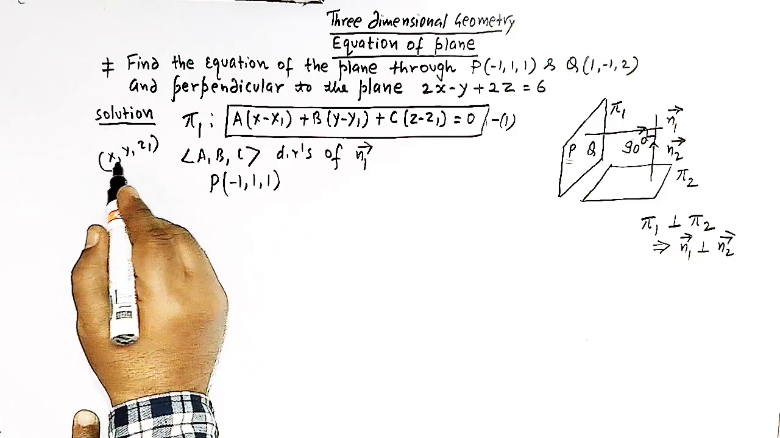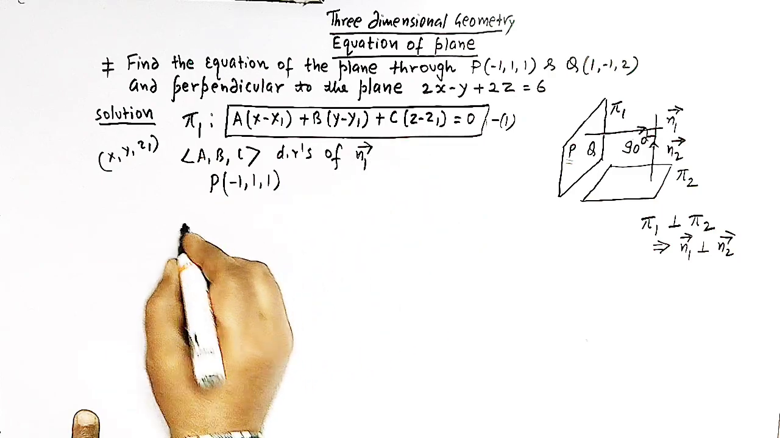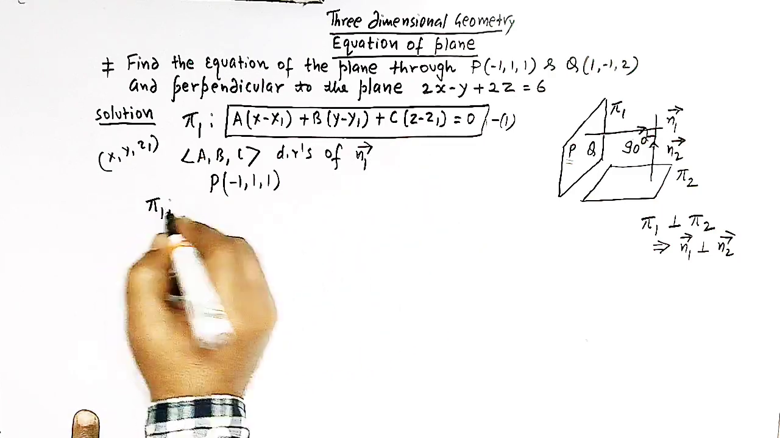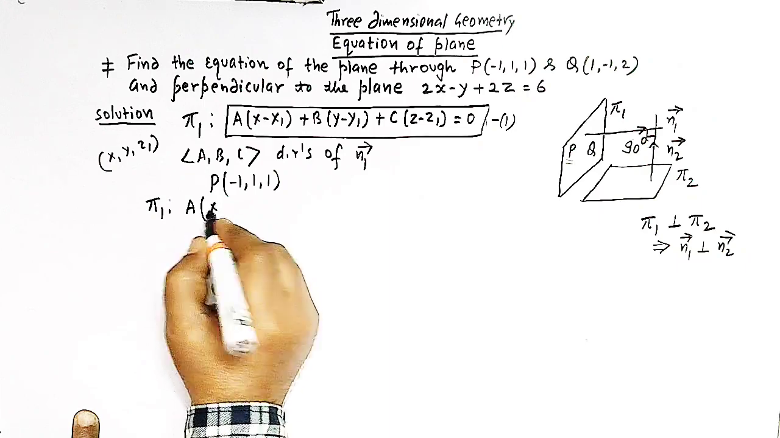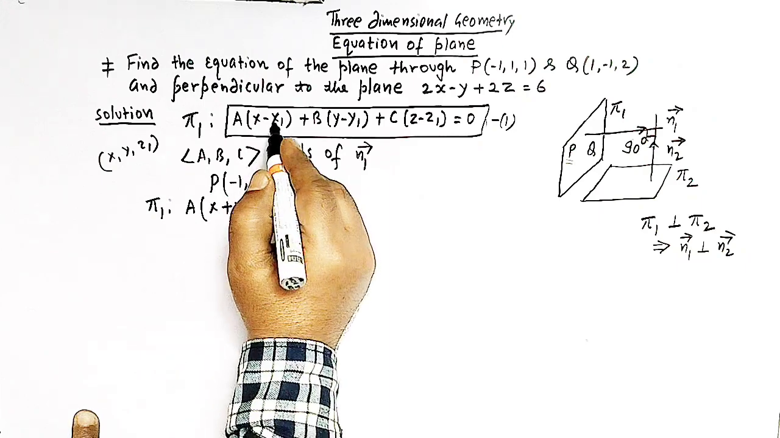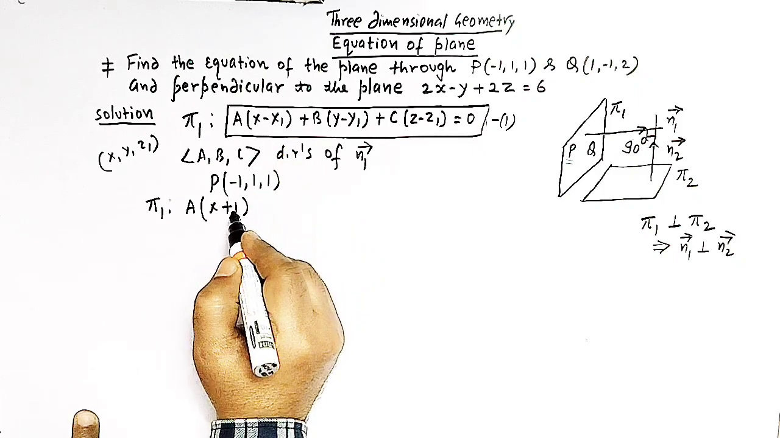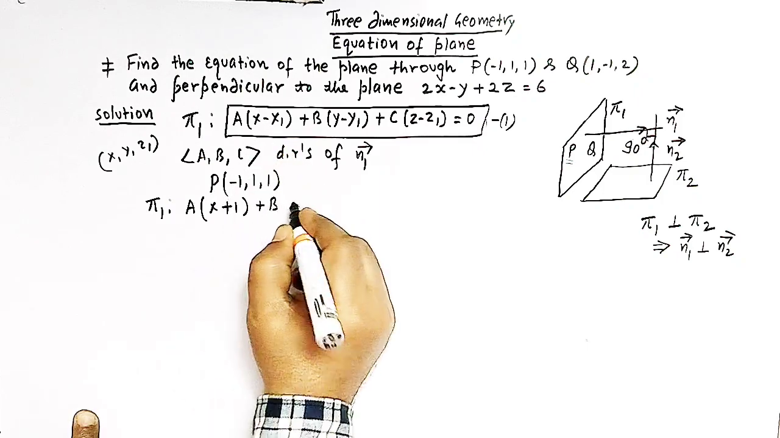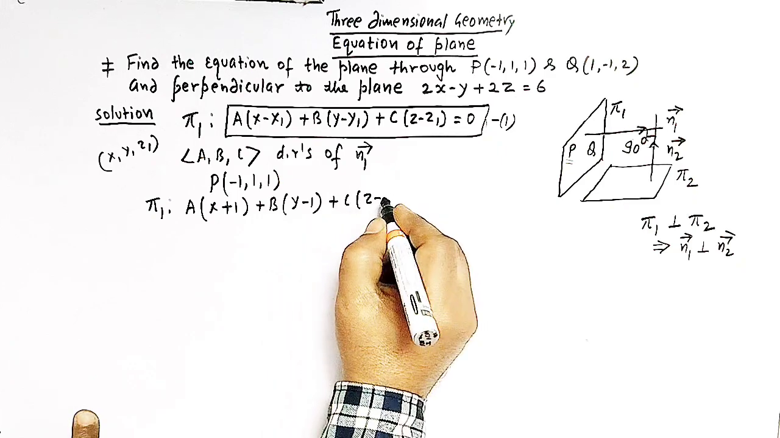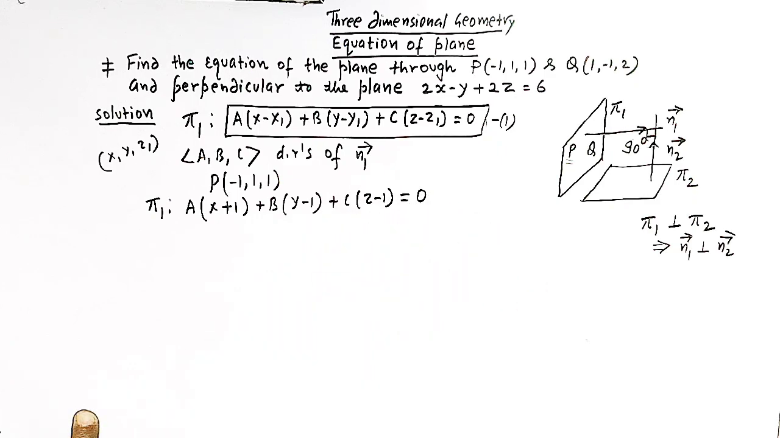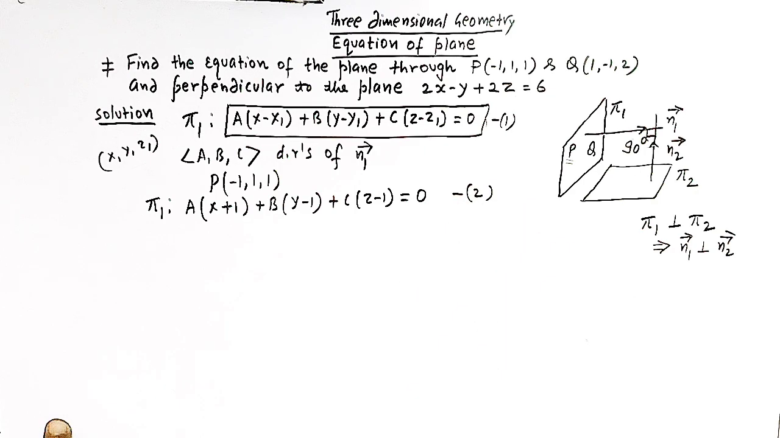So taking x1, y1, z1 as minus 1, 1, 1 in this equation, the equation of the plane pi 1 may be written as a times (x plus 1). Here we take x1 as minus 1, so minus and minus becomes plus, and then we have b times (y minus 1), and then c times (z minus 1), and this is equal to 0, right? So this is our equation number 2.